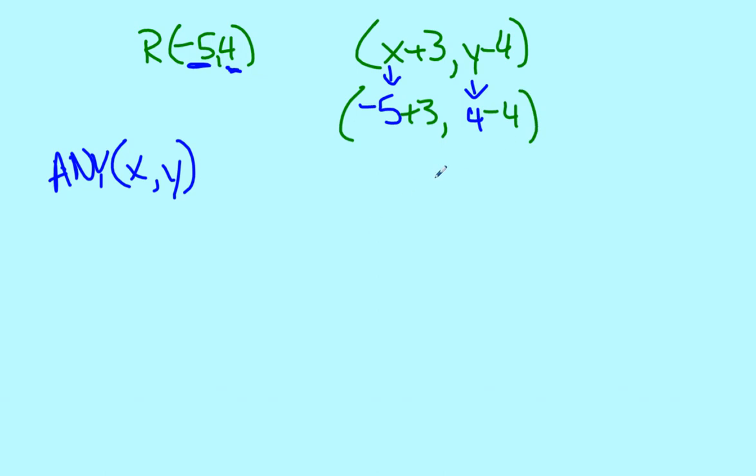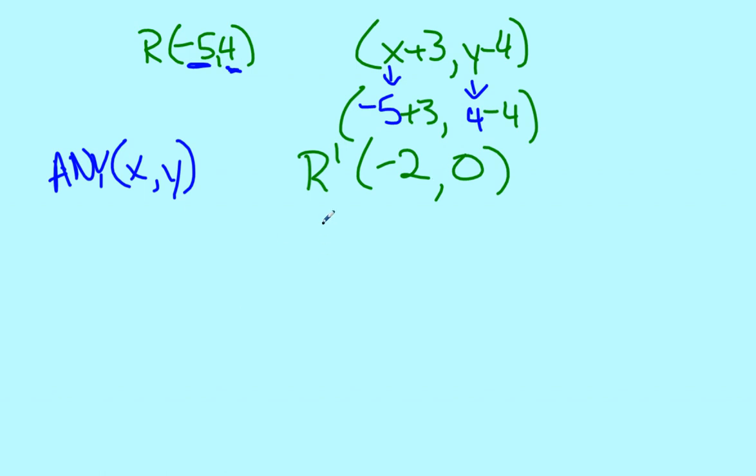Then you do some basic math. -5 plus 3 is -2. 4 minus 4 is nothing. So our new point R, or as we refer to it, R prime, is -2, 0. And that's it. That's all there is to it.